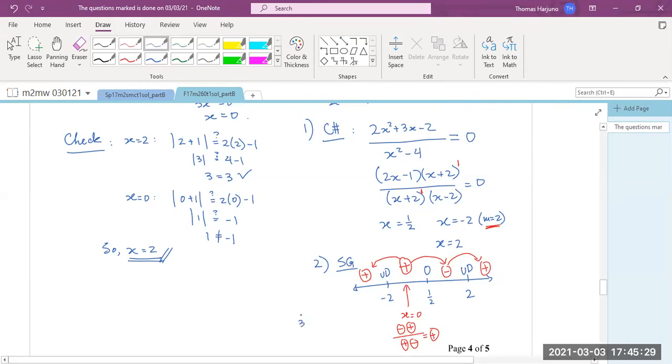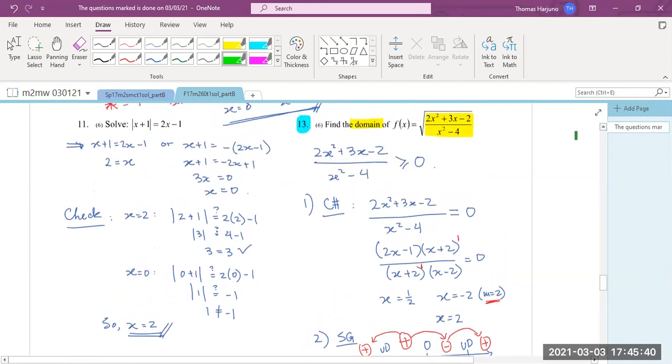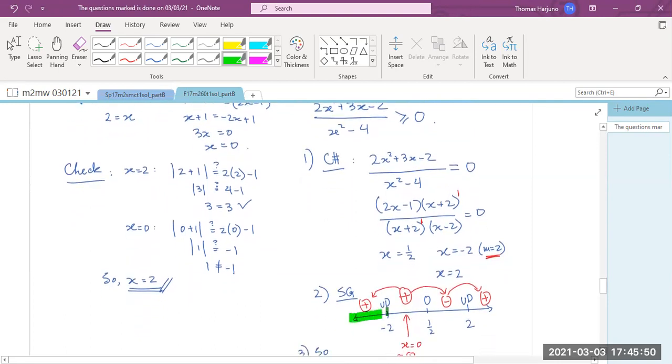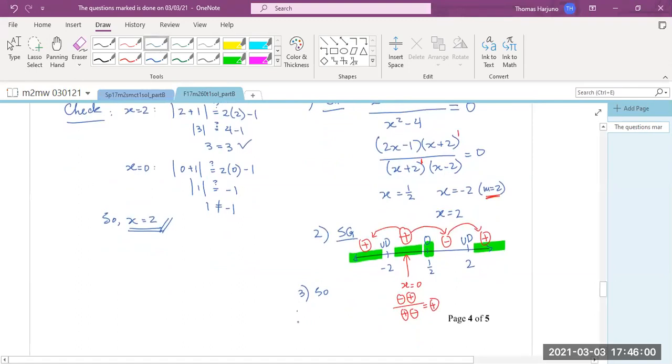Okay, so in step 3, what do we need? I need that to be positive or 0, because it's inside the radicand, the square root. Let's look back at what we are working on. Yes, the radicand has to be greater than or equal to 0. So positive, positive including 0, and then positive. So it will be -infinity up to -2, union -2 up to 1/2, including 1/2, union 2 to infinity. Okay, that's for this question.